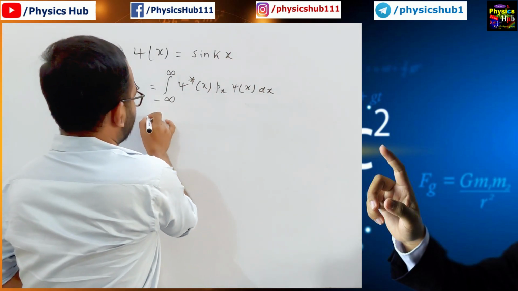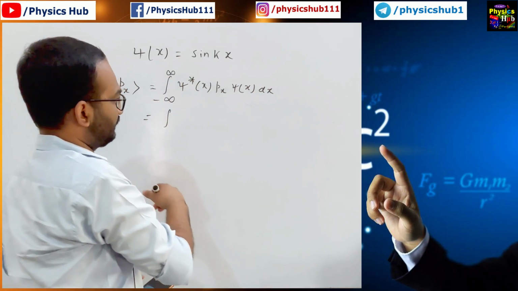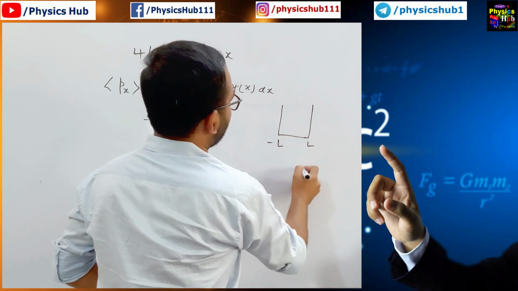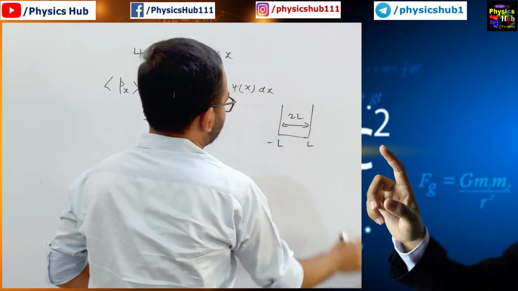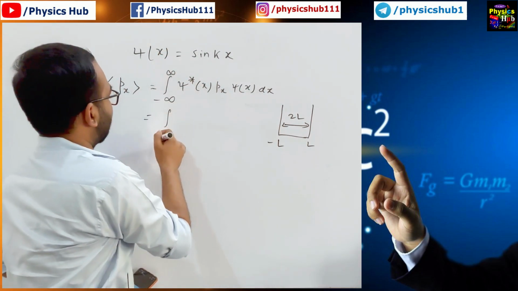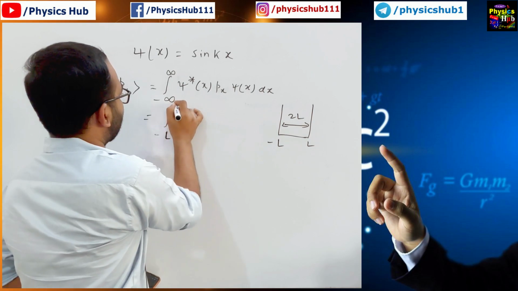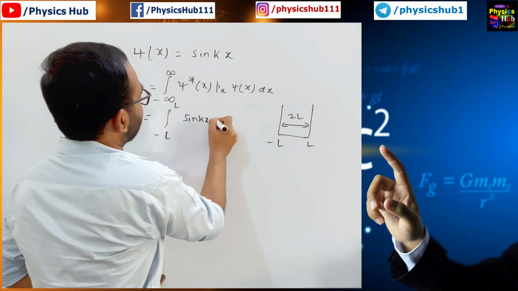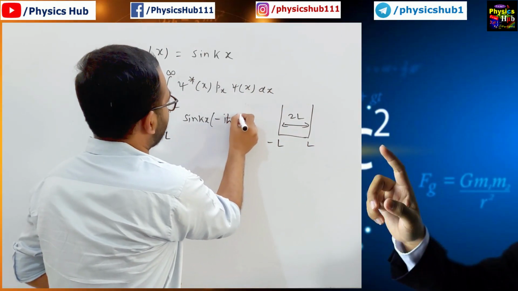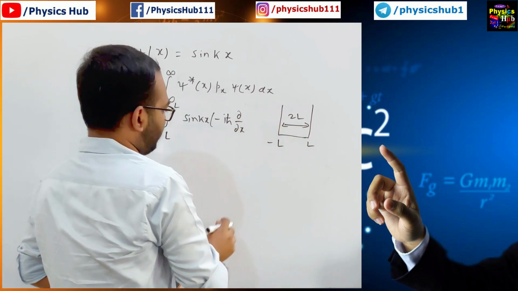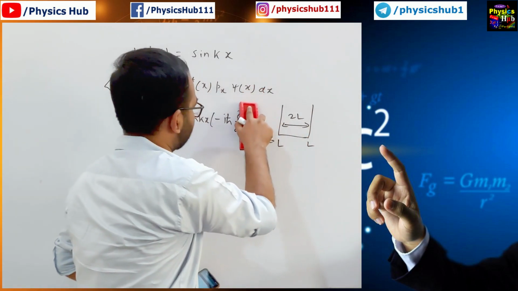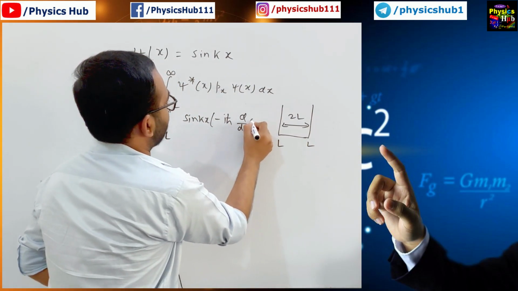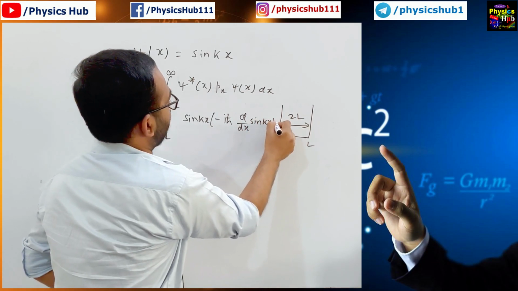This is box normalization. So this integral from minus infinity to plus infinity, if we consider a 1D box which has a length from minus L to L, the total length being 2L, can be converted into the integral from minus L to L. Psi star is sin kx, p_x equals minus i h cut del x, or you should write it d/dx for the time being because it's one dimension. d/dx of psi x, which is sin kx, into dx.